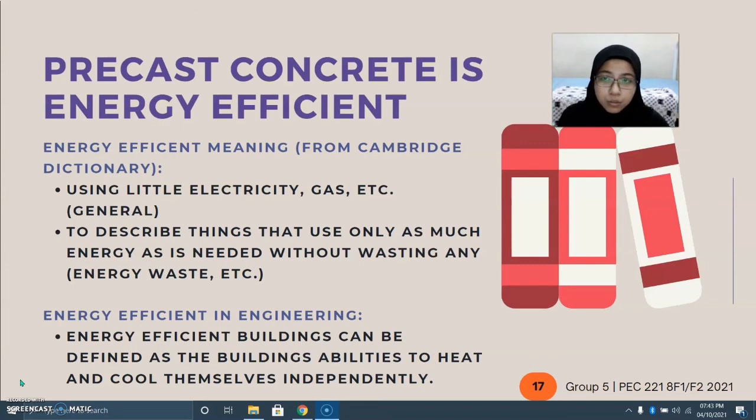What is the meaning of energy efficient? From Cambridge Dictionary, it means using a little electricity, gas, and etc. It also means to use only as much energy as needed without wasting any energy. But in engineering terms, an energy efficient building can be defined as the building's ability to heat and cool itself independently.